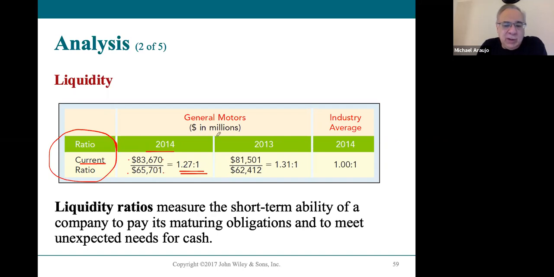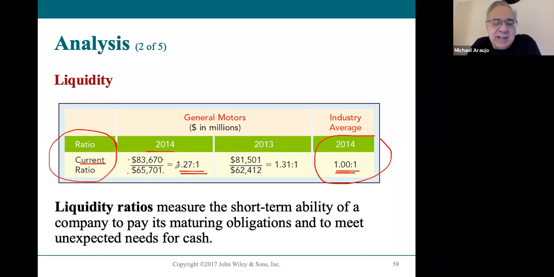A little bit lower than it was in the previous year, but a lot better than the industry, which is basically breaking even. They have a dollar of current assets for every dollar in current liabilities. So in that sense, GM is in a better position than the industry, but I wouldn't be bragging about this if I were them. Okay, so this is a liquidity ratio we've seen back in chapter 2 that repeats itself here.